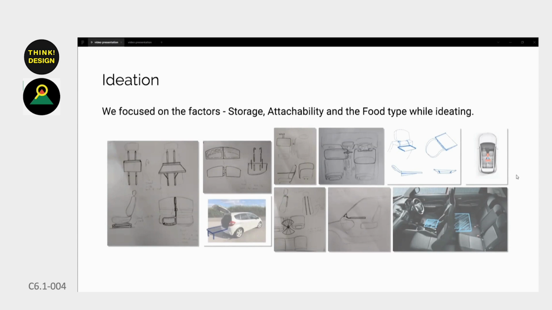We had a few factors to consider while doing the ideations, namely storage, the connecting mechanism, and the type of food that was being consumed. At this stage, we focused on storage and placement of the table, since those are more important to the overall structure of the table. Here are some of the ideas that we came up with initially.